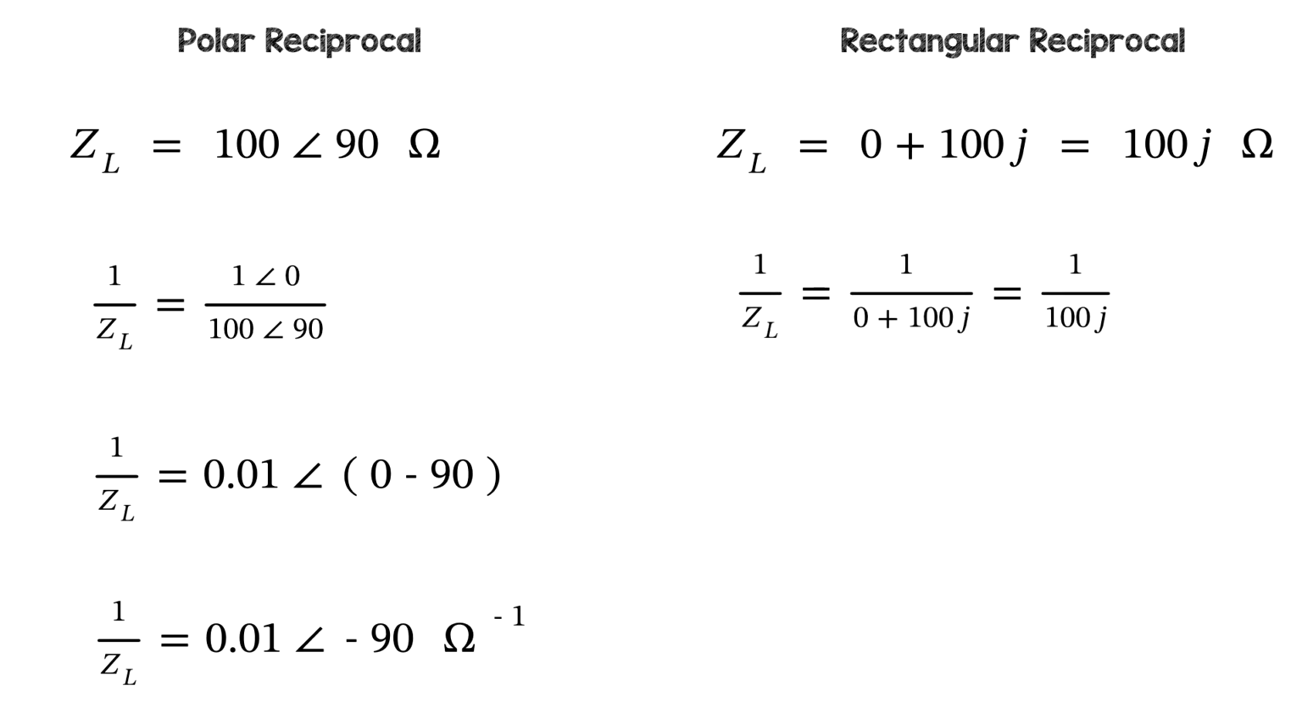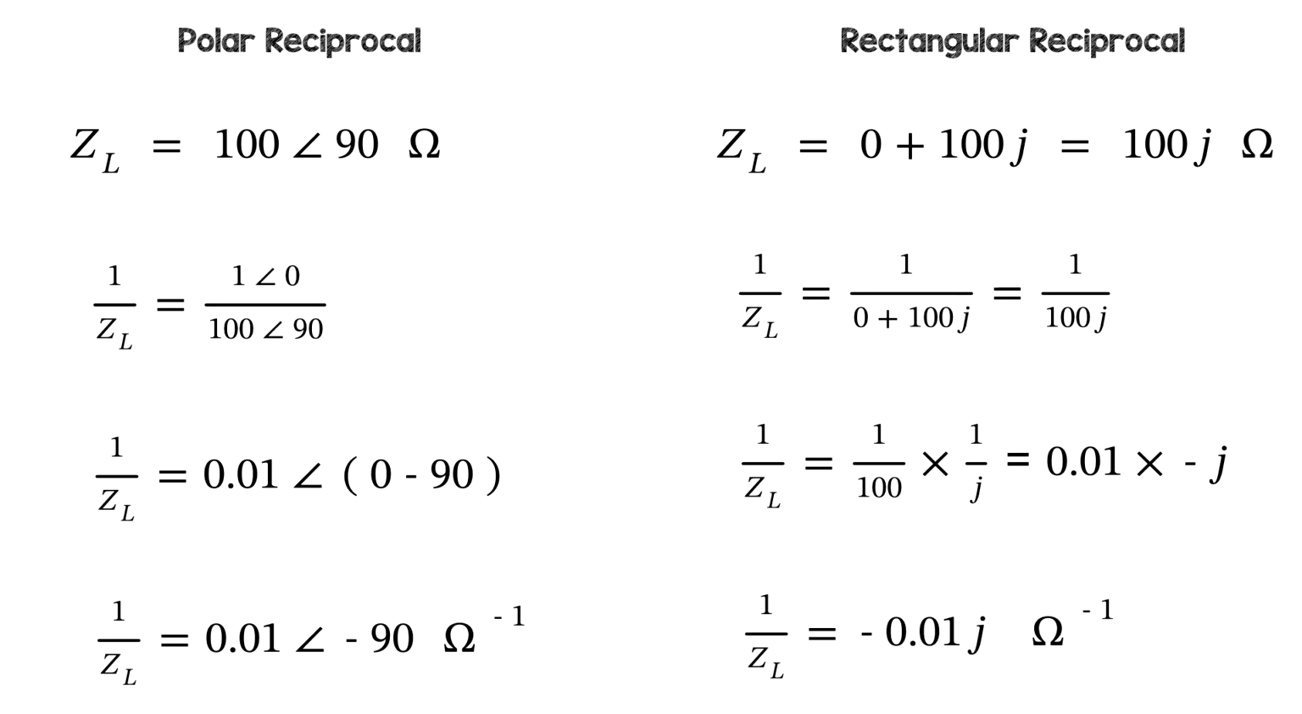So 1 over ZL in rectangular is 1 over 0 plus 100j, which is just 1 over 100j. And that's the same as 1 over 100 times 1 over j, which is 0.01 times minus j. Then we just tidy that up a bit. So 1 over ZL in rectangular form is minus 0.01j ohms to the minus 1, or Siemens. So the bottom two numbers, one's polar, one's rectangular, but they mean the same thing. So minus 90 degrees goes with minus j, and plus 90 degrees goes with plus j.